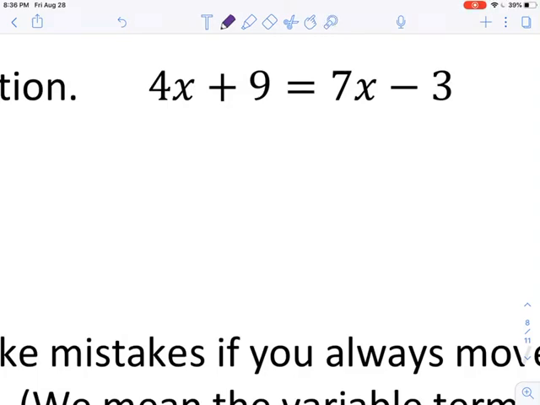Okay, today's the day. You're given an equation that looks like this, where you have 4x plus 9 equals 7x minus 3, and you're like, well, I need to get x by itself, but there's two of them. So, get rid of one, and that'll make the equation so much easier. But how do you get rid of it?